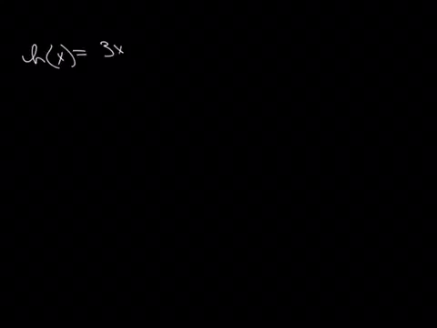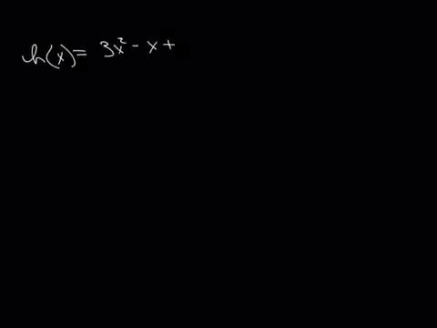And C says h of x equals 3x squared minus x plus 7 over... We don't even care what the top is. All we care is the bottom. What numbers are going to make that 0? Because those are the ones we don't want.